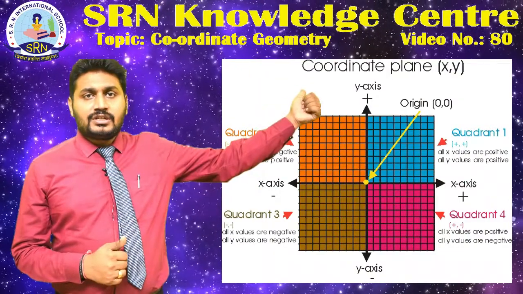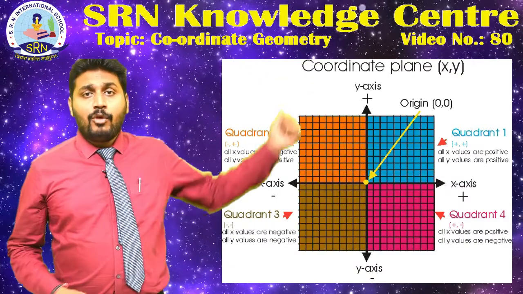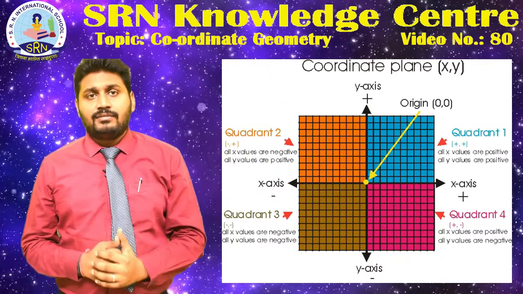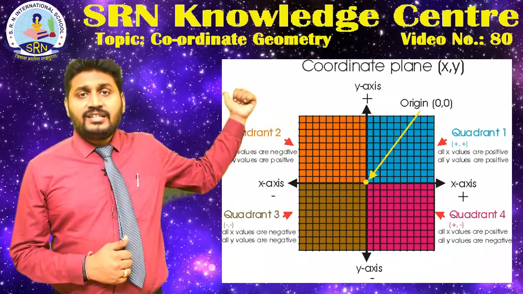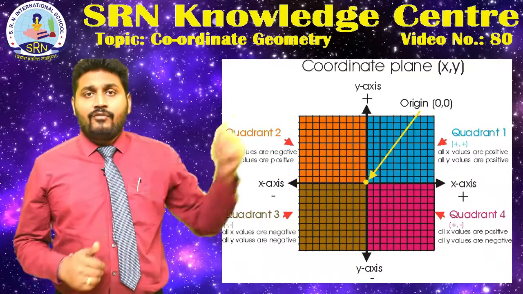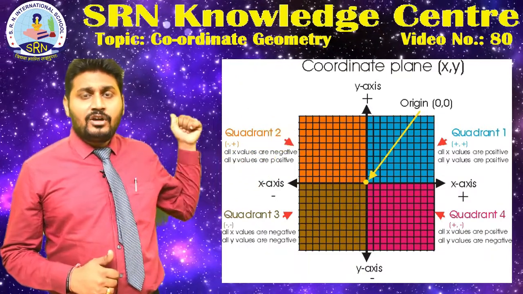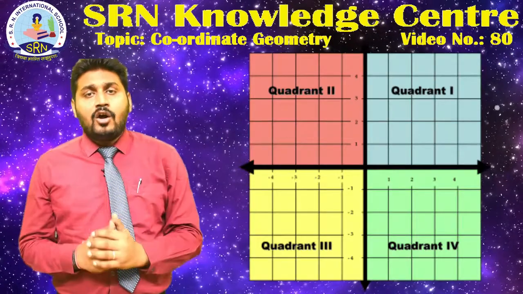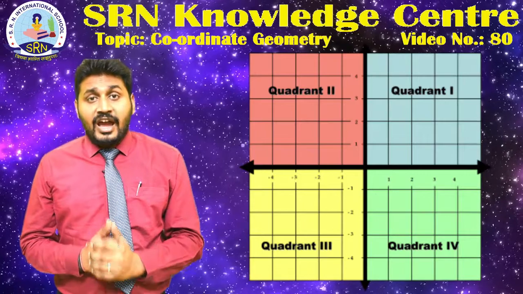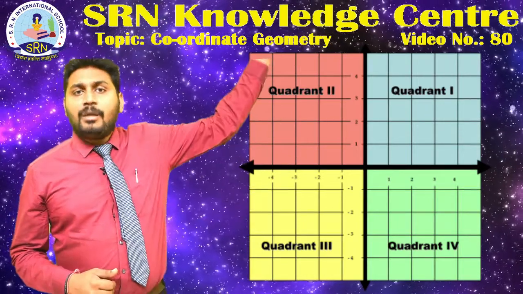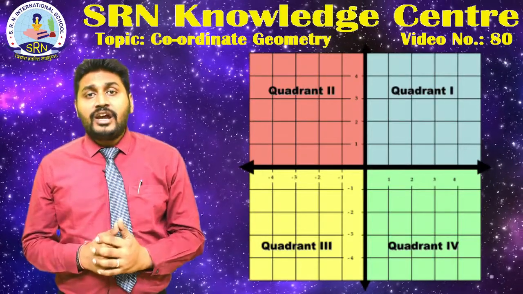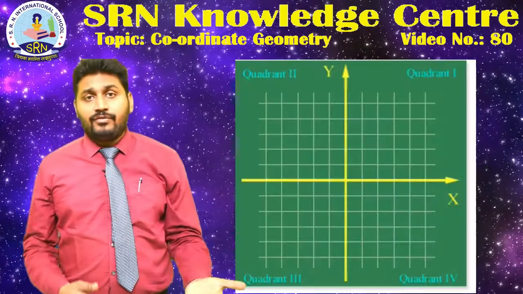For the first quadrant, both coordinates are positive as they lie towards the positive sides of the axes. For the second quadrant, x is negative and y is positive. As in this, for the x-axis we are moving towards the left from the origin, and all the values towards the left of the origin are always negative. And for the y-axis we are moving towards the upper portion from the origin, and the values towards the upper side from the origin are always positive.